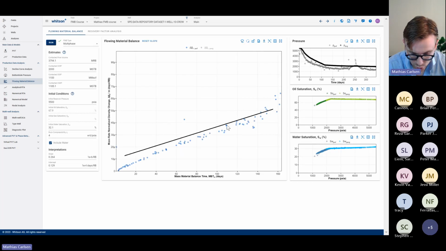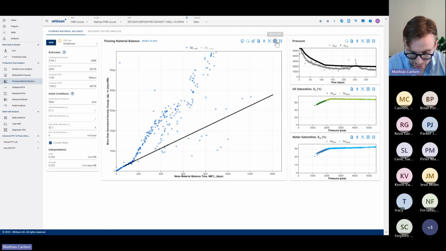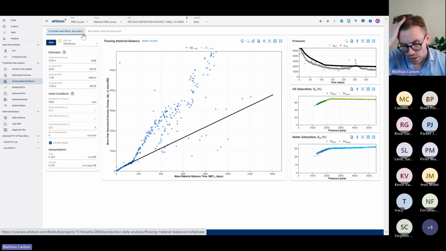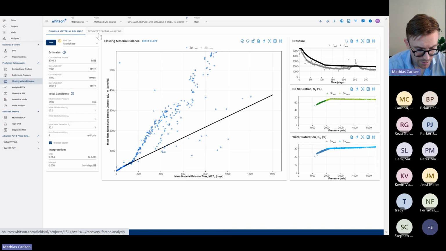Okay, so everybody sees that you could go in and allow for slightly shallower slopes so that you honor this buildup right here. This is a very important QC. Awesome. Then in the second step, we just go into the recovery factor analysis, which is this guy right here.